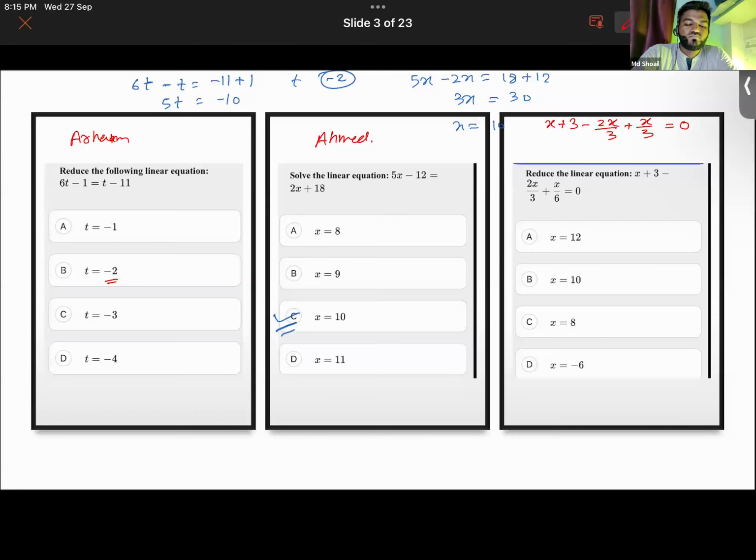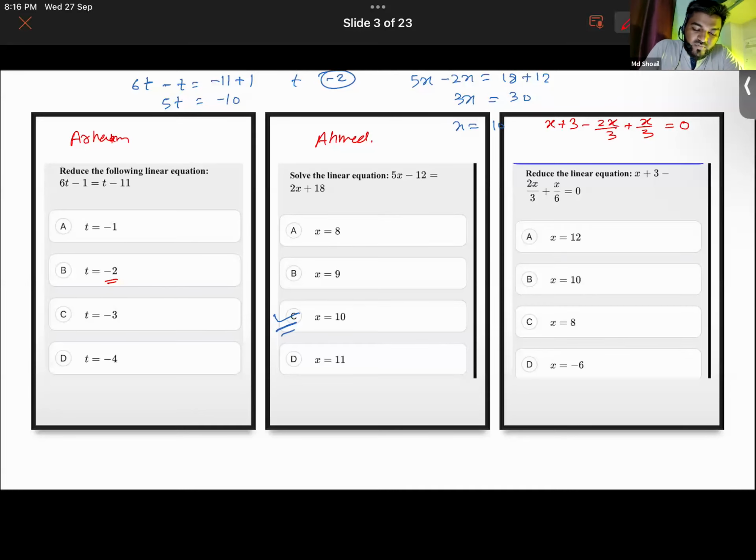x equals 0. Okay, let's look at the question. The question is x plus 3 minus 2x upon 3 plus x upon 6 equals 0. That is the required question.